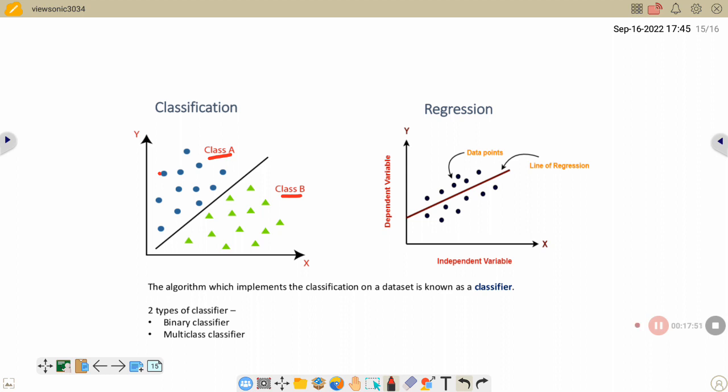Whereas in regression, if you can see, this is the line of regression and we are having continuous values as output. This is the independent variable on the x-axis. We are actually calculating the dependent variable based on the independent variable. As I said, these are also called features. Using the feature values, we are calculating the outcome. So this is regression.